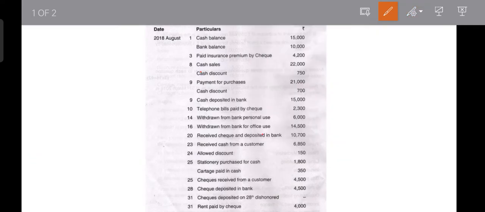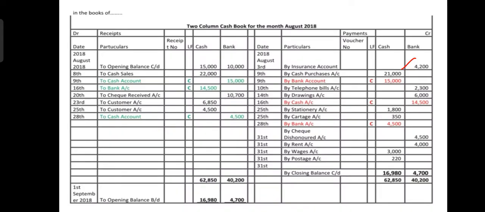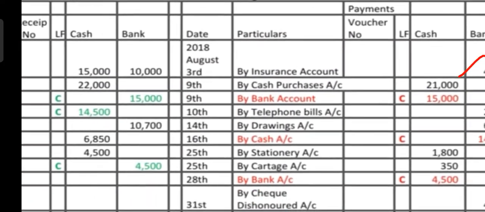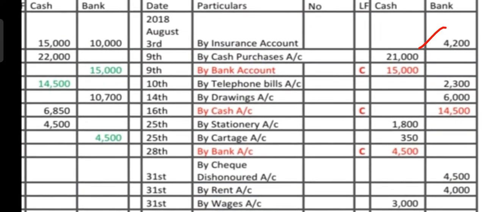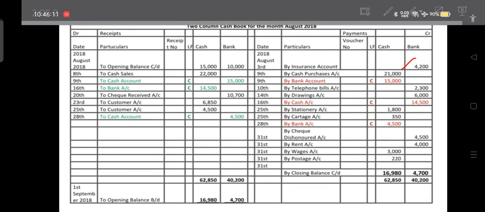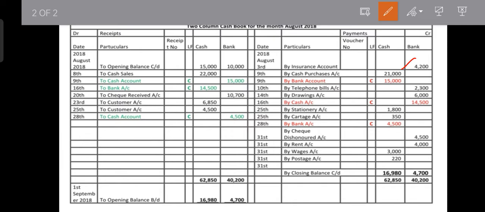Now to record the transaction, go to the cash book, the 3 column cash book. See here, on the 9th we are depositing. By bank account it is 15,000 rupees. We reduced it in the cash column. Cash is reducing because we deposited into the bank. So cash is reduced by 15,000, and that's why we write here by bank account, reduced in the cash column.